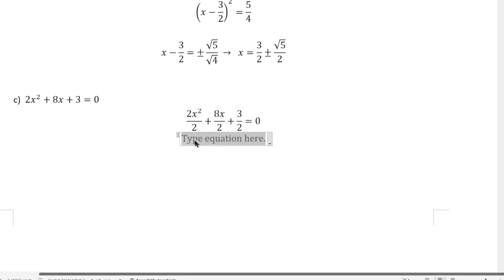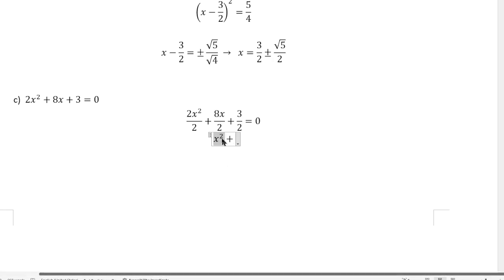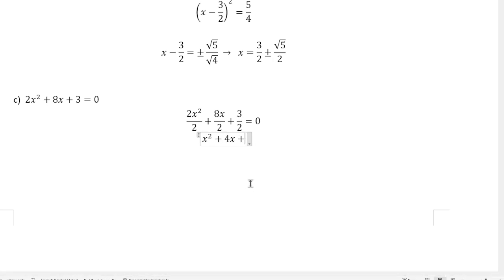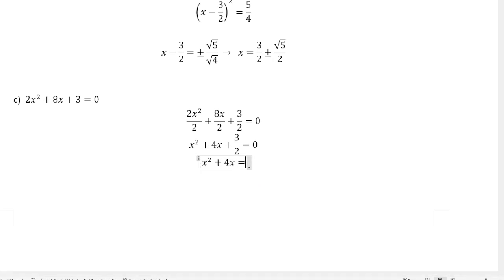And 2 divided by 2 will cancel, and you get x squared, exactly what we want. We don't want anything in front of x squared, okay? It should be just 1 times x squared. 8 divided by 2 is 4, so 4x. And then you have 3 over 2 equals 0. Okay, so now the task is to complete the square of this thing. And you just do what you've been doing before. So subtract 3 over 2 from both sides so that you have minus 3 over 2.